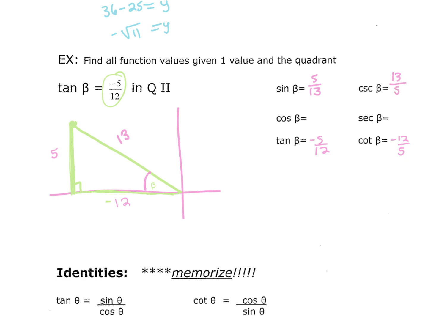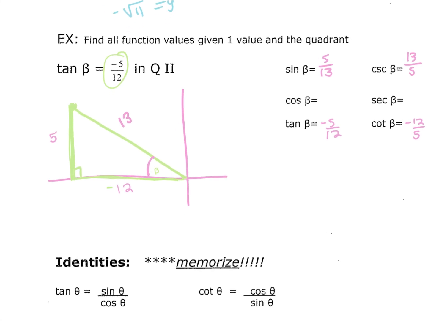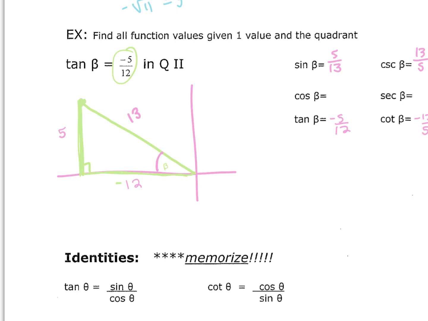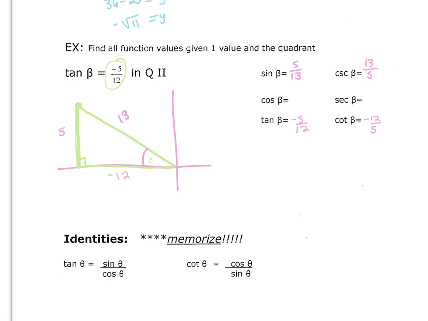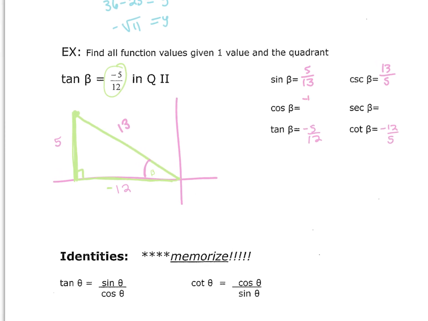And what about our cosine? Brock? Think SOHCAHTOA. Is it negative 12? Negative 12 over 13. There you go. You got it. So negative 12 over 13 for our cosine value. That means our secant is 13 over negative 12.